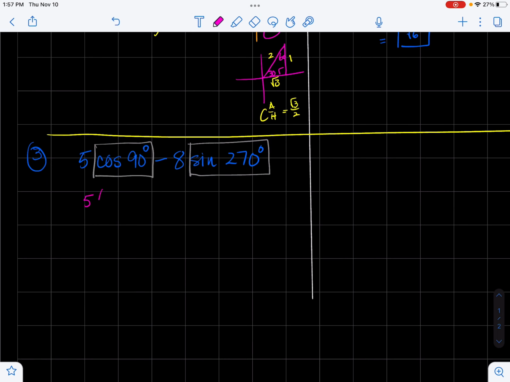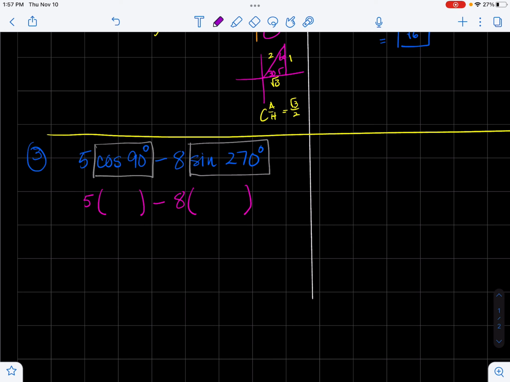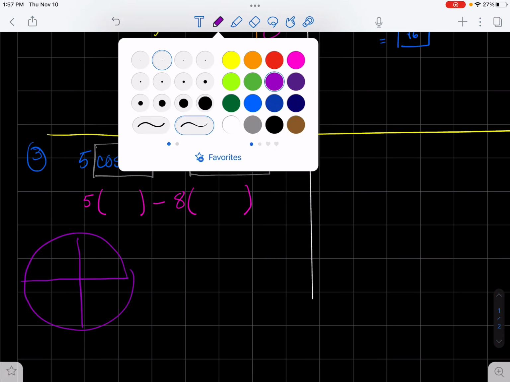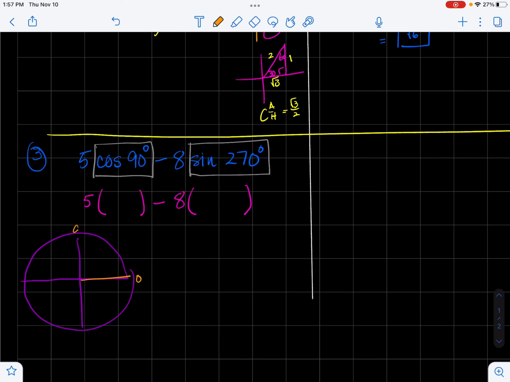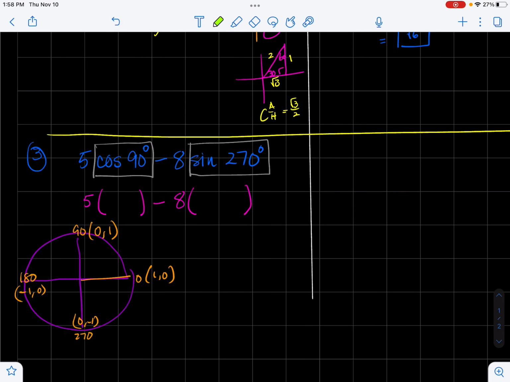So 5 just comes over. I'm going to fill in the value of cosine 90 here and fill in the value of sine 270 there. If you notice, both 90 and 270 are quadrantal angles, which is what I discussed in the previous video. So there are no triangles that are going to work because we are on the axis itself. 0, 90, 180, 270. The point that corresponds to 90 is 0, 1. This one's negative 1, 0, and 0, negative 1. So we are only focusing on 90 and 270.